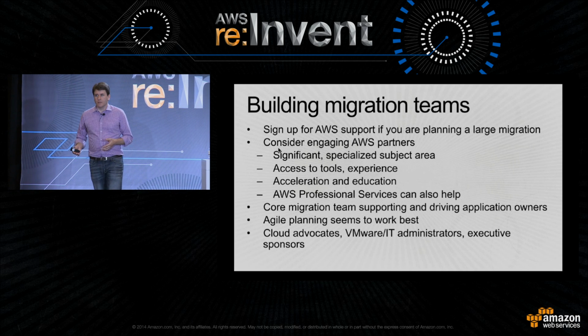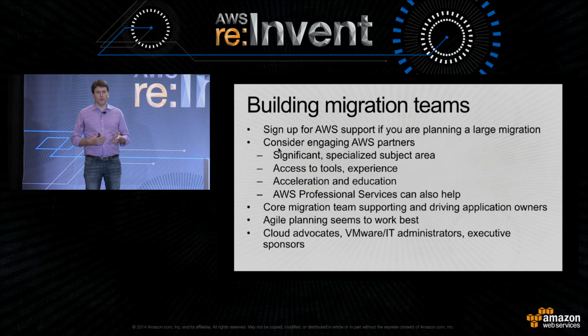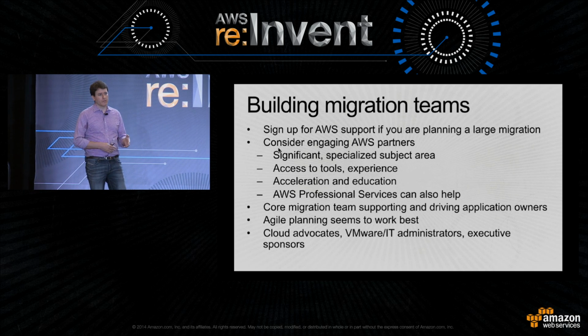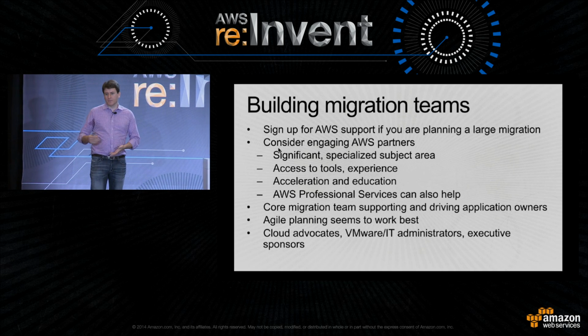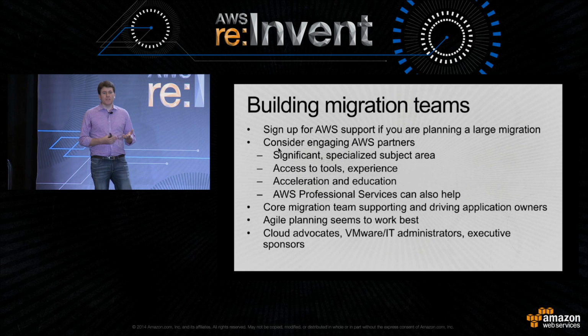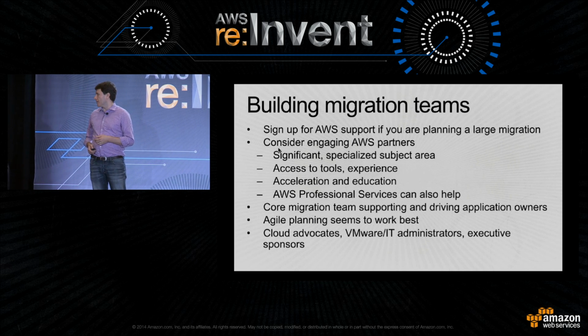Pretty much every group that I've seen that's done this successfully has used agile planning. So they set goals that are only a week or two out to begin with, and they hit those and then they iterate. The waterfall plan for migrating 1,000 applications when you haven't done this before is unlikely to be nearly as productive as the agile approach.